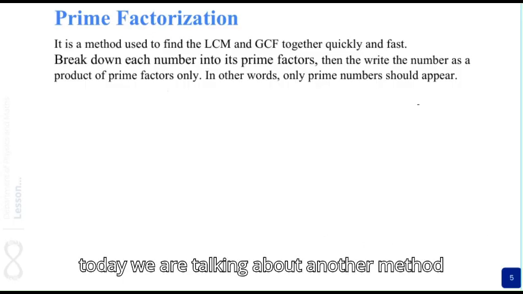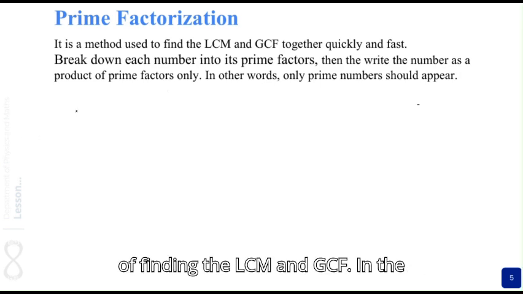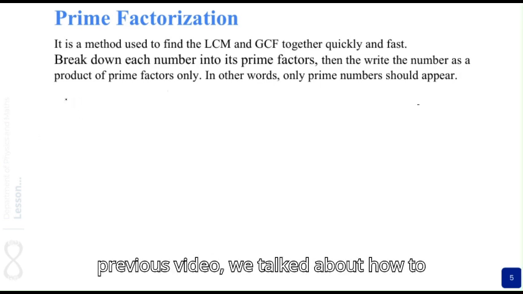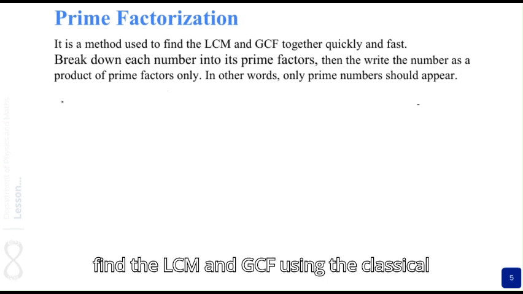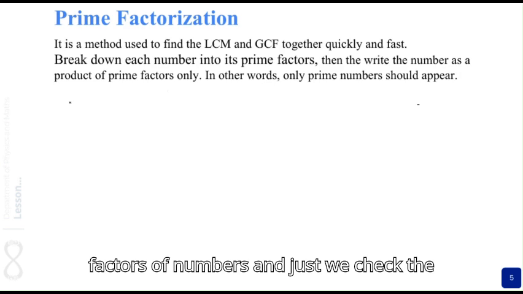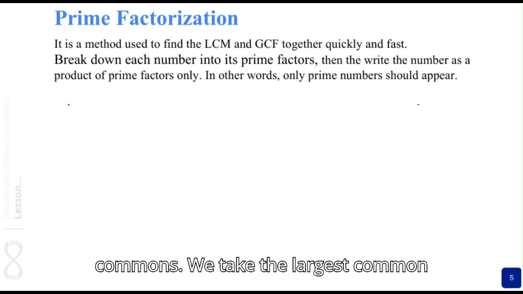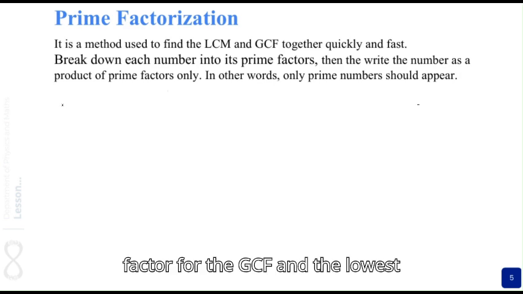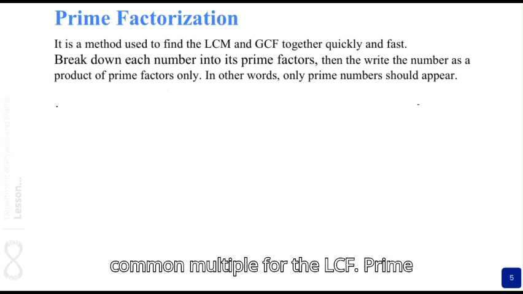Hello. Today we are talking about another method of finding the LCM and GCF. In the previous video, we talked about how to find the LCM and GCF using the classical way, which means we list the multiples or factors of numbers and check the commons. We take the largest common factor for the GCF and the lowest common multiple for the LCM.